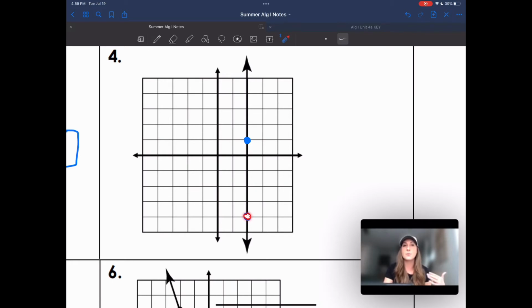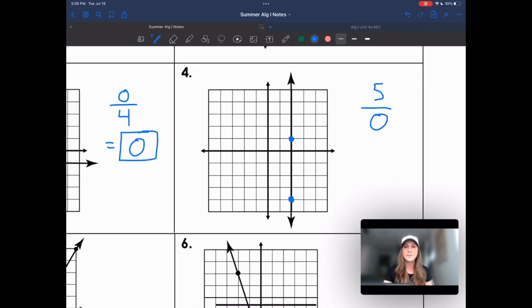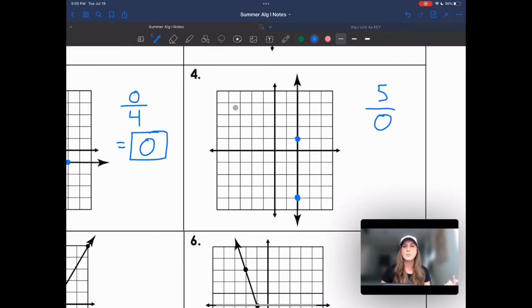Okay, if we do our rise, well, I would go up to get to that one, directly up. 1, 2, 3, 4, 5. So I would say, okay, up 5. And then I would go over none, because when I go up 5, I land on it. So I would go over 0, so 5 over 0. You might be thinking, well, how is that different than the one we did over here? But look at the placement of your 0. Over here, it was in the top of the fraction, the numerator. Over here, it's in the denominator. And that is a big, big difference.